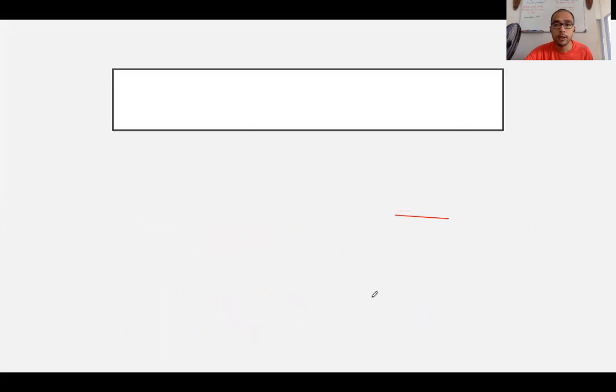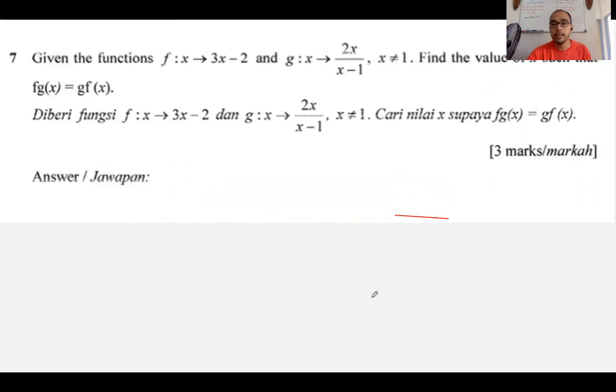Alright, okay, question 7. This is by far, for me lah, I would consider this as a difficult question. It's difficult because the calculation is complicated. Tapi dia bukan soalan kebat. Okay, it is a pretty standard functions question lah.